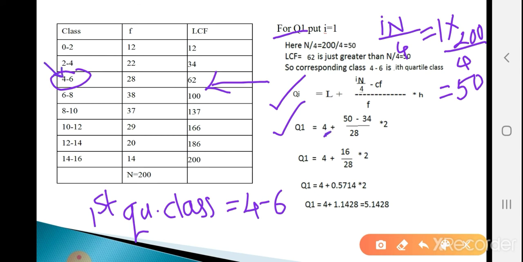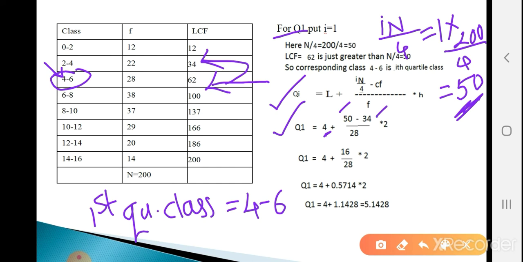So just plug in the L value, which is 4. Now, what is the value of iN divided by 4? The value of iN divided by 4 is 50. Now CF. CF is the LCF value before the quartile class. Here the LCF value 34 is before the quartile class, so the CF value is 34.